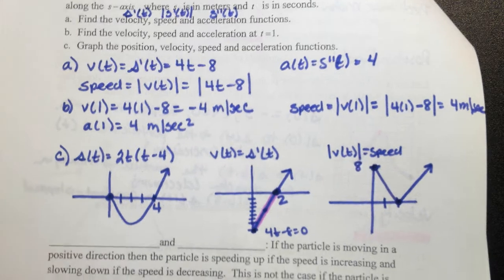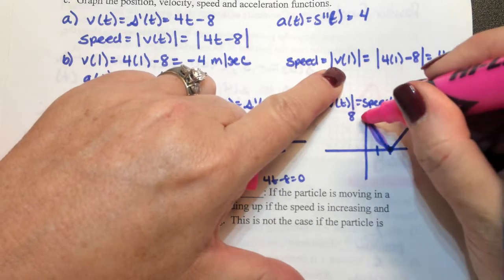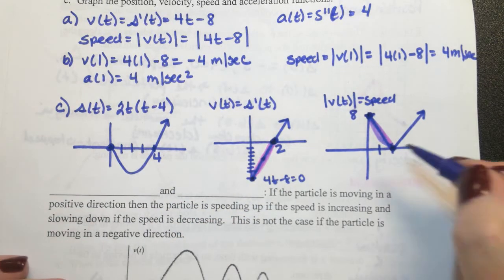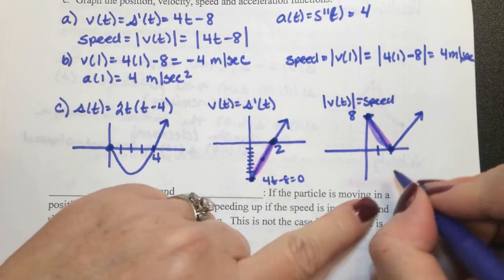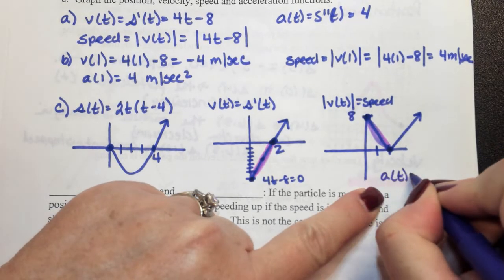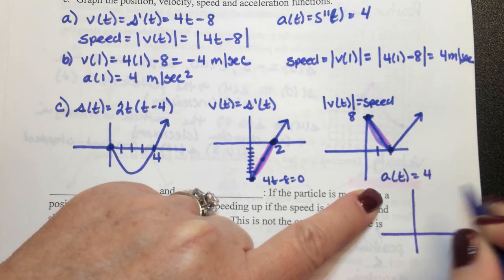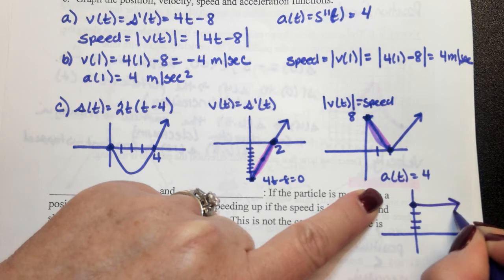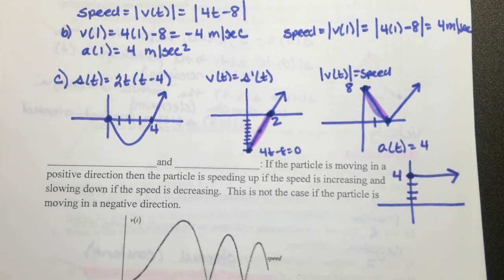So when you're trying to graph your speed function, after you graph the velocity, you simply take that region of the graph that is below the x-axis and you're going to reflect it, because remember, with absolute value, all of your outputs will be positive. And then the acceleration function is just your constant before. So that's what the graph of your position, velocity, speed, and acceleration graphs are going to look like.